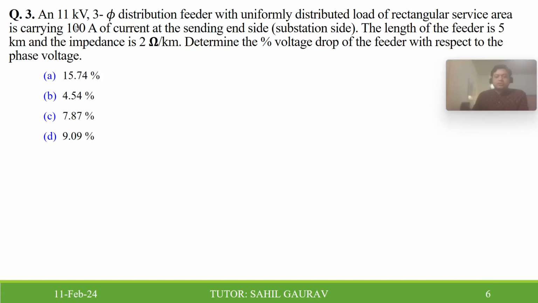Question number 3. An 11 kV three-phase distribution feeder with uniformly distributed load of rectangular service area is carrying 100 ampere of current at the sending end side, that means substation side. The length of the feeder is 5 km and the impedance is 2 ohm per kilometer. Determine the percentage voltage drop of the feeder with respect to the phase voltage. So the data are the same as in the previous problem, but in this problem they are asking about the percentage voltage drop with respect to the phase voltage.